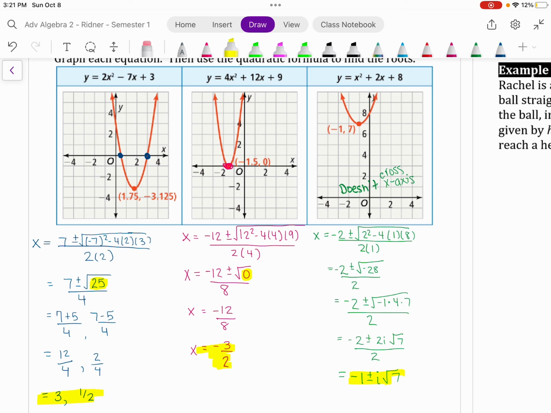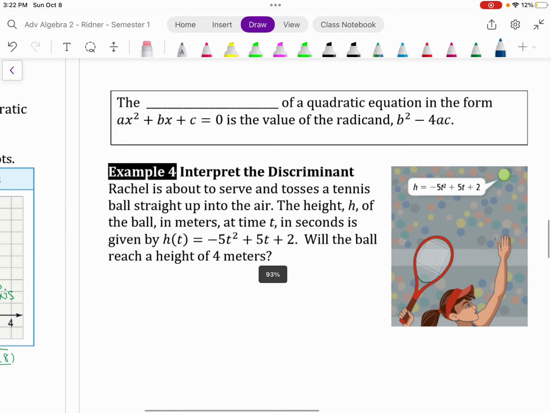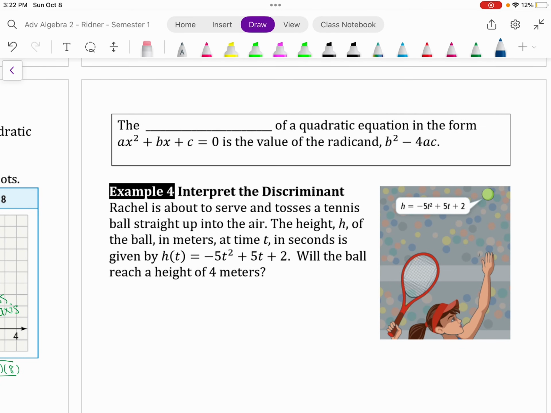And then in this last one here, I know that when I have a negative underneath the square root, that's going to automatically give me an imaginary type of number. And an imaginary number is when it doesn't cross the x-axis at all. So I can use that knowledge here for a new word. Okay, that word is called the discriminant of a quadratic equation. And the discriminant is found by doing b squared minus 4ac.